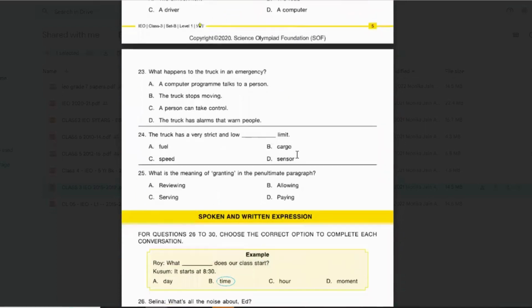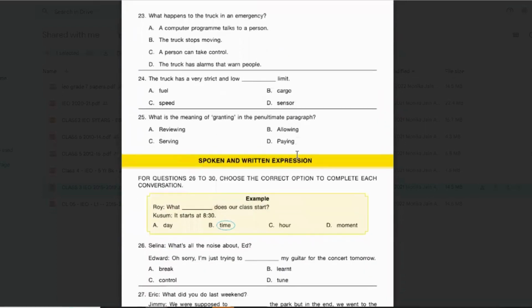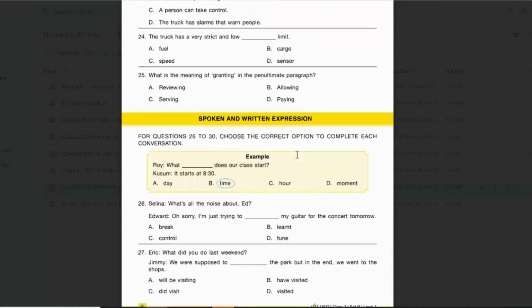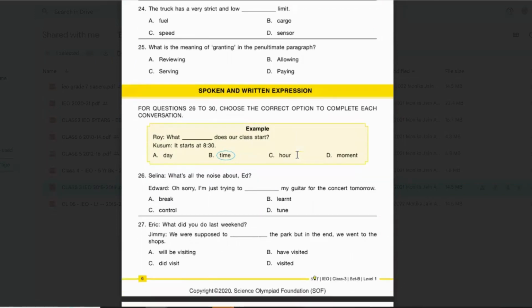Then comes the third section, which is about spoken and written expressions. Here you are asked to fill in the blanks where two people are talking. It's a kind of conversation, and you have to fill that particular blank with the appropriate reply. Here you'll get around 5 questions.